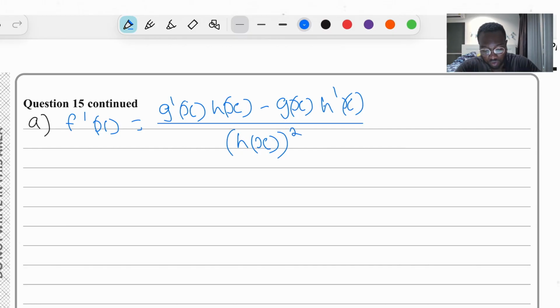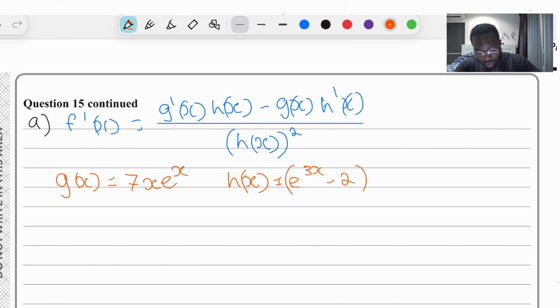Okay, that is a quotient rule. Just get our values. So let's say g of x, let's let that equal the numerator, so that will be 7x e to the x, and h of x will equal our denominator. So in our case, that is (e to the 3x minus 2) to the half. Okay, now let's differentiate both of these.